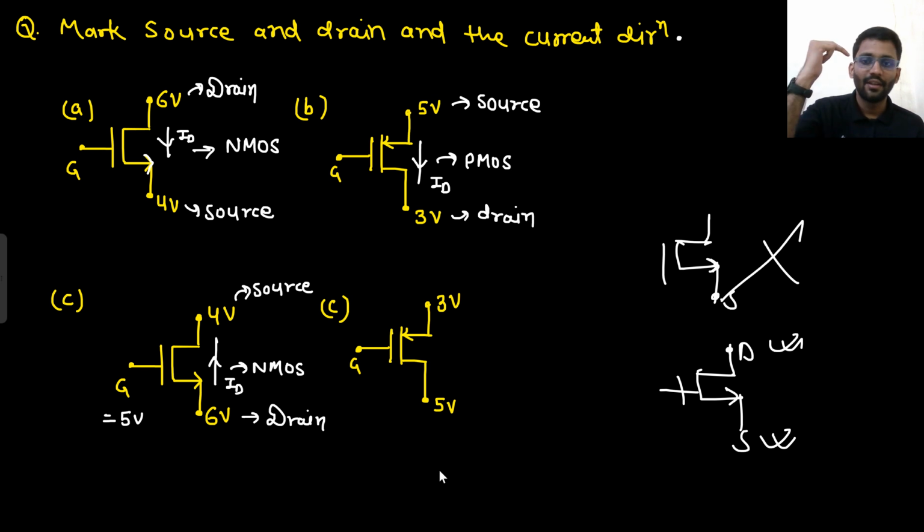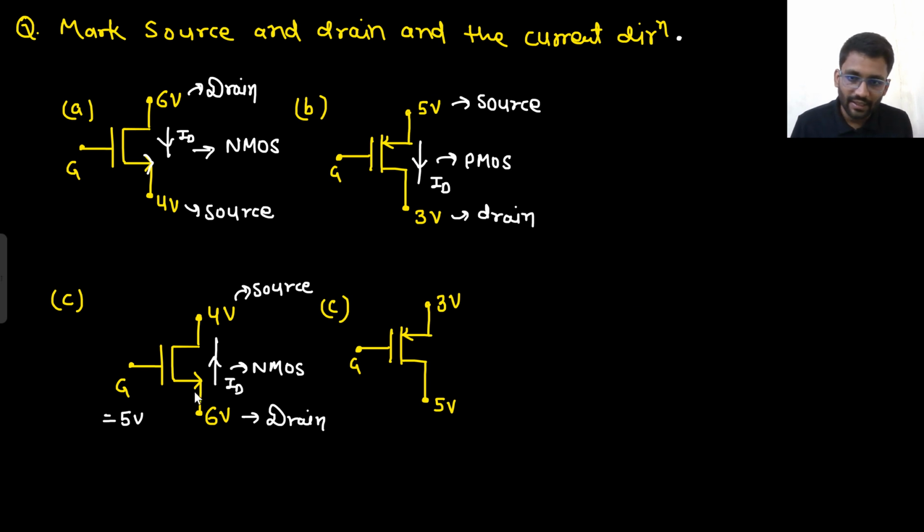DC biasing. I have fixed my potential. The upper one is 4 volt, the lower one is 6 volt. That means the one which is having higher potential. Now the arrow doesn't define the direction of current. What arrow is saying? Arrow is saying that direction should be like this. This is what arrow is saying. But actually the direction is from drain to source, from down to up. Are you getting this point? And 6 volt, one which is higher potential, that is drain, and one which is lower potential, that is source.